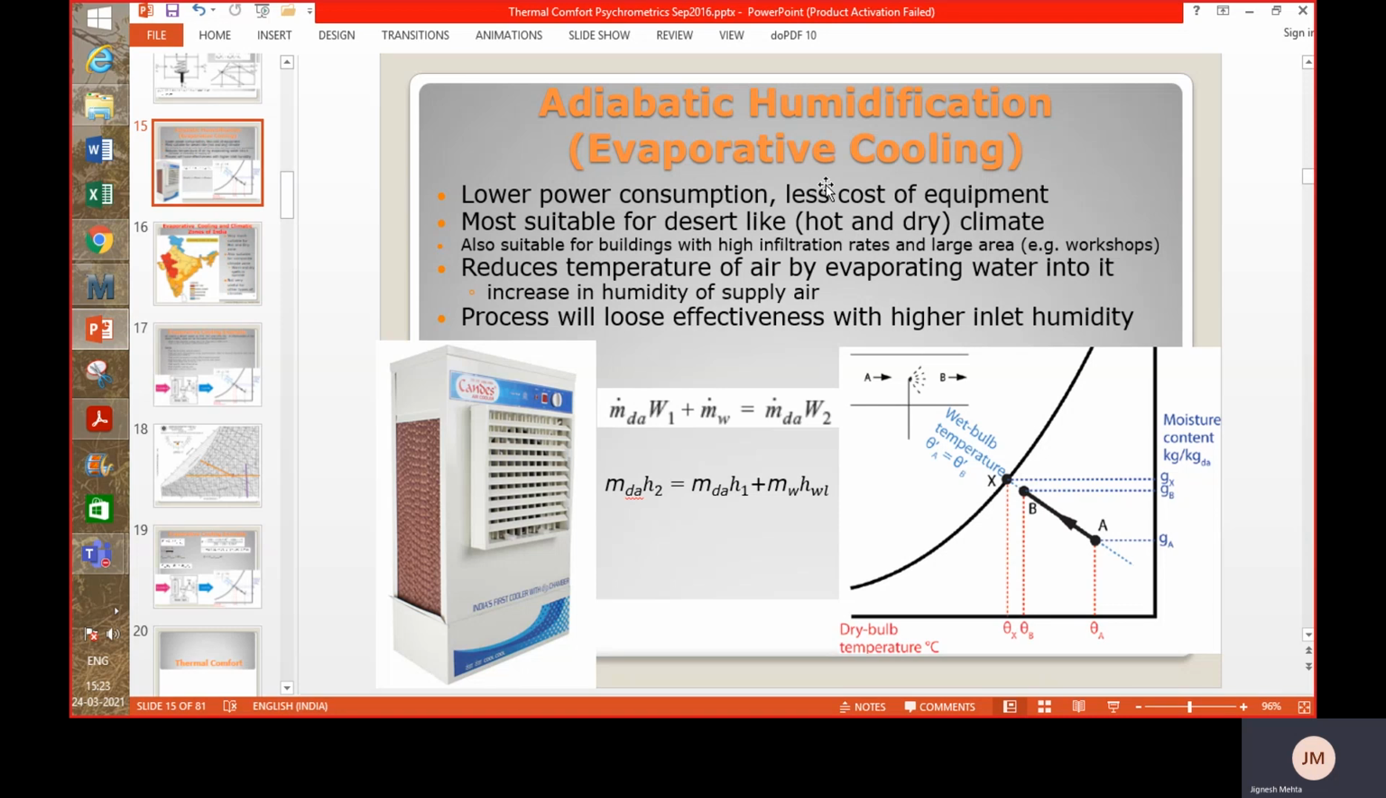Then, what are the benefits of this process? The benefit of this process is that the power consumption in this process is low as compared to the mechanical compression based air conditioning process. The reason is that there is no compressor used here, and there is only a fan and a pump required, and the cost of equipment is also less. Such a process is carried out in a device like a desert cooler, and you may be probably familiar with this device, a desert cooler.